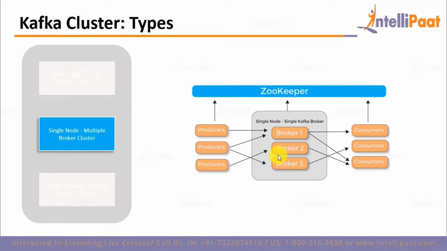So next we have a single node multiple broker cluster. Now this means that inside a single system, since a single node basically means a single system, we have multiple brokers. As we see over here, we have a single system, and inside this single system, we've got 3 brokers: broker 1, broker 2 and broker 3. So these producers send all of their messages to this cluster over here, right? So this is a multi-broker cluster, and these consumers consume the messages from this multi-broker system.